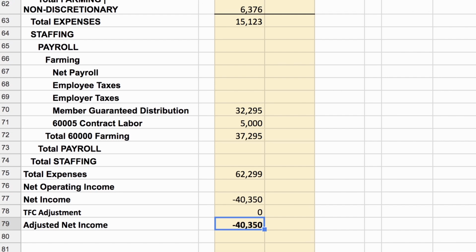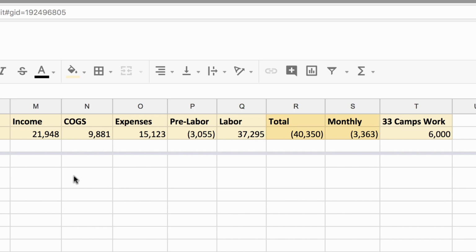So let's go up here to our budget summary, where it's a 2018 plan. Our income is about $22,000. Cost of goods sold is about $10,000. Expenses are $15,000. So before labor, before my cost, I'm minus $3,000 on the farm. So if I wasn't paying myself, I would still be minus $3,000 for the year. And then my labor and the total number, and I broke it down monthly because not all these expenses come at once. So if you were to pay off this $40,350 on a monthly basis, the total cost would be $3,363 per month that we have to figure out where that money is coming from.